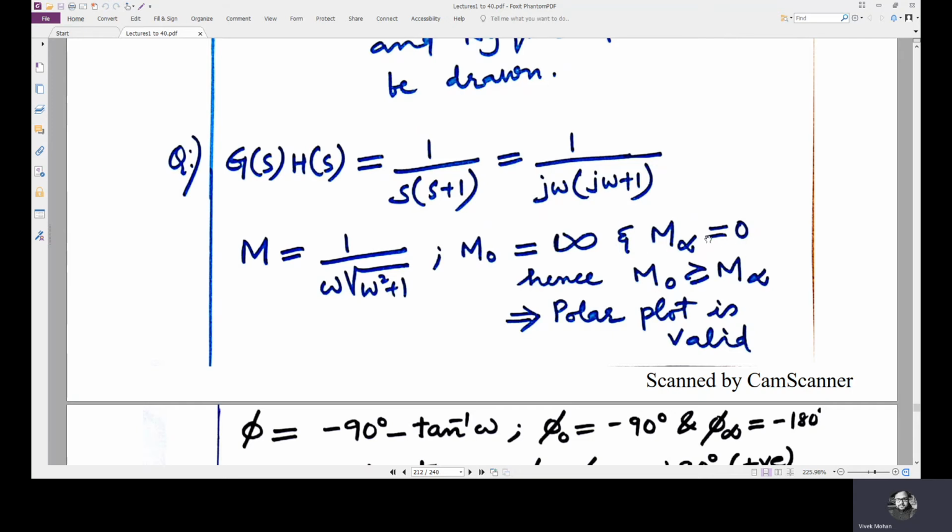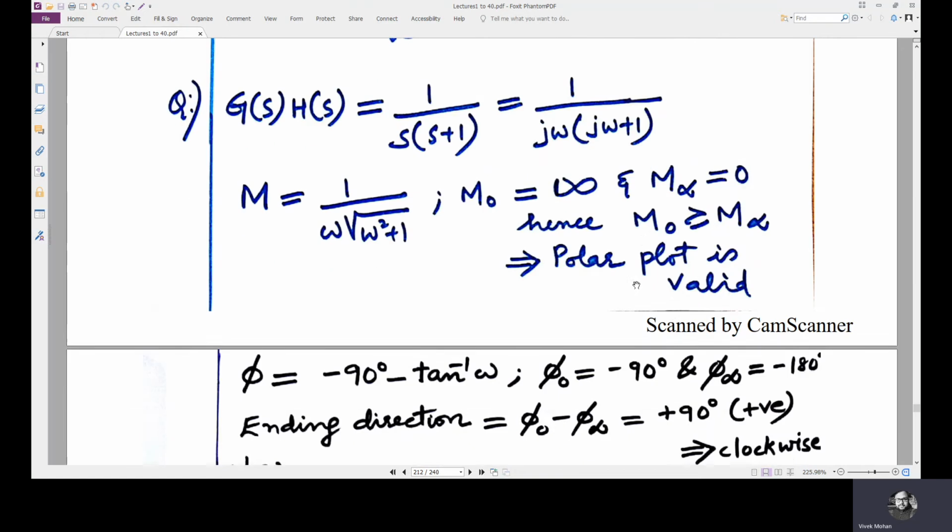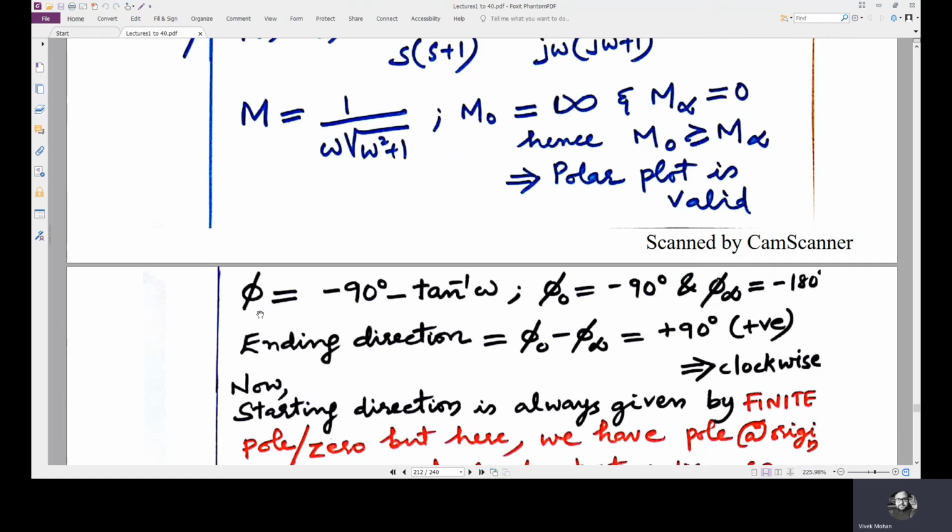Now we check the condition for valid polar plots. M0 greater than or equal to m infinity, polar plot is valid. Now we move on to the detailed procedure. So we find the expression for angle: minus 90 degree minus tan inverse omega, right? Now we substitute omega equals 0. So phi 0 is minus 90 degree, tan inverse 0 is 0. Then phi infinity is minus 180 degree.